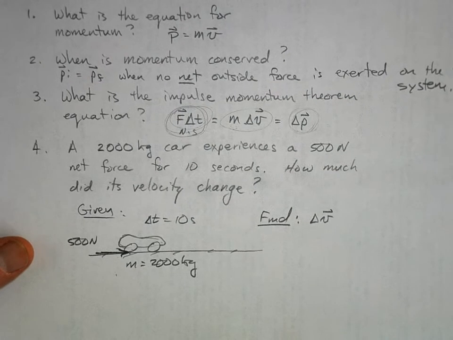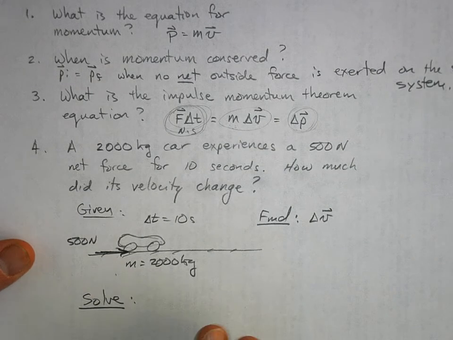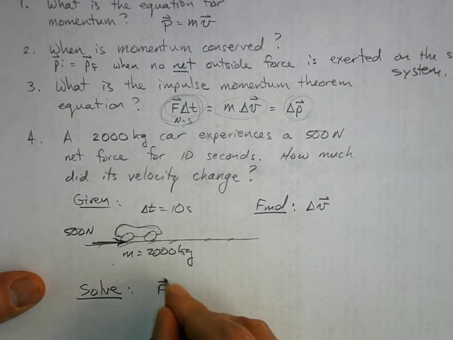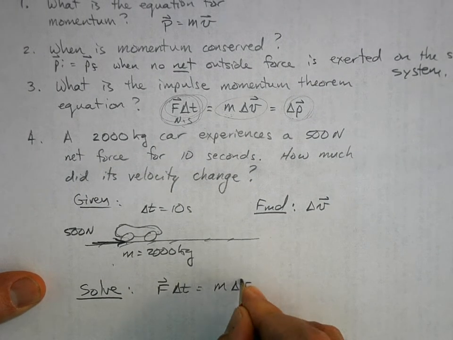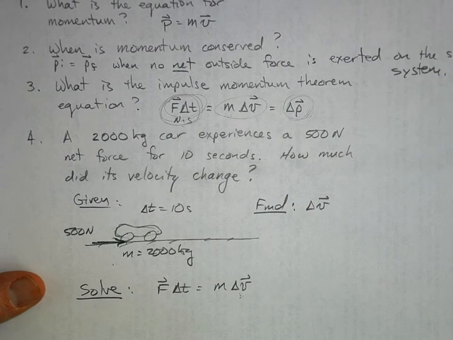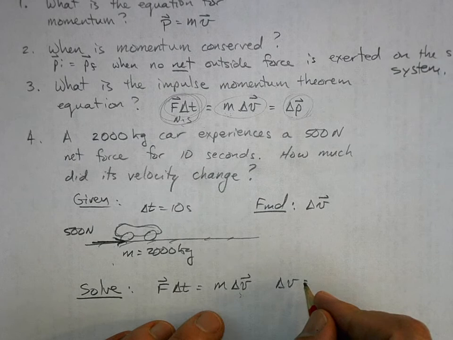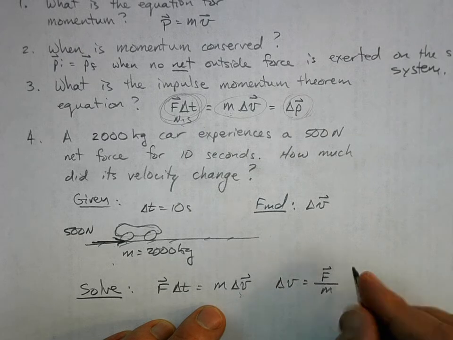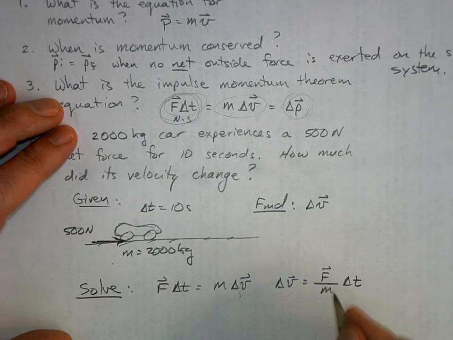Okay, so to solve this, we use the impulse momentum theorem. Force times time is equal to mass times the change in velocity. Well, there's what I'm looking for. So change in velocity equals force over mass. That's really your acceleration, isn't it? Times your delta T.